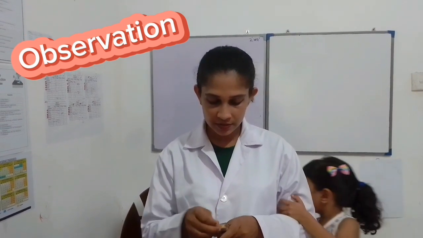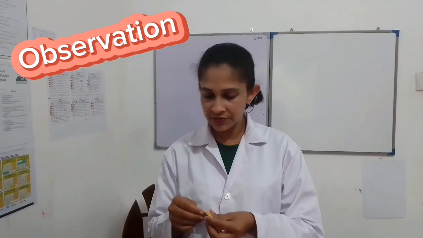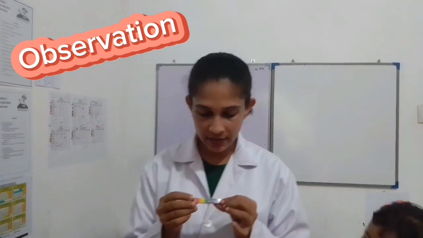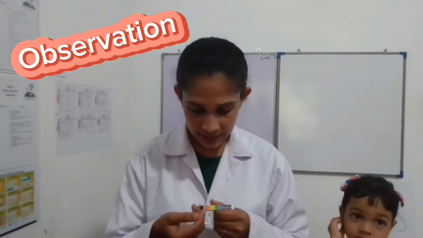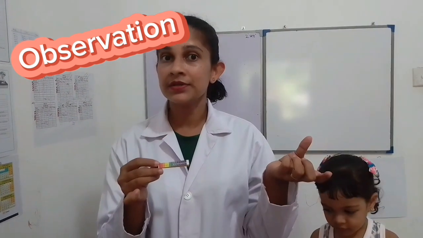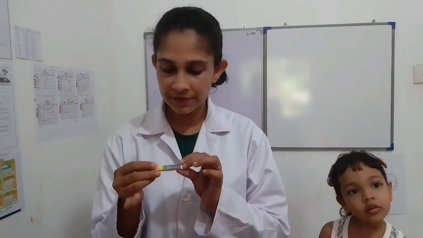When we compare the color change with this color scale of pH paper, acidic color is here, less than 7. The pH value of acidic solutions like dilute sulfuric acid is less than 7. It is orangish color. Then the pH of basic solutions like sodium hydroxide, it is purple color. That means more than 7.